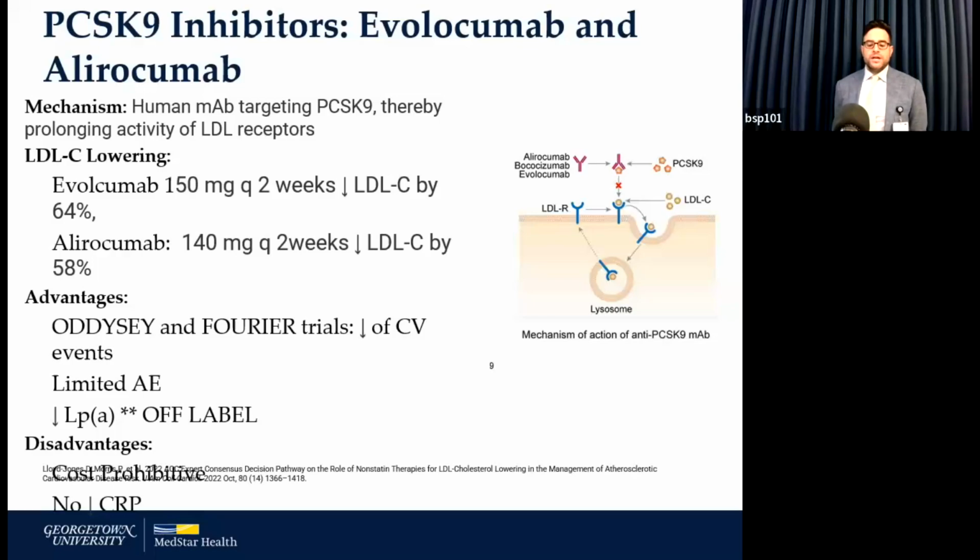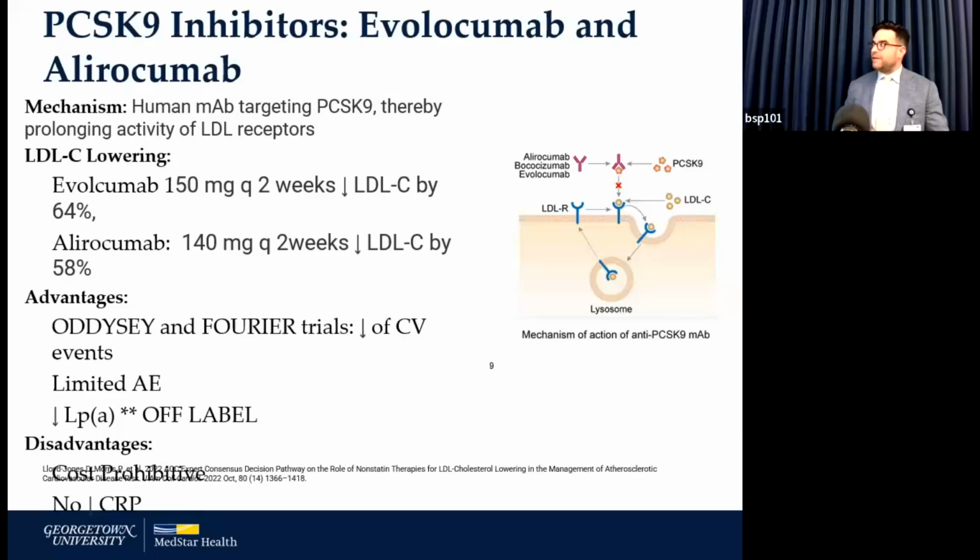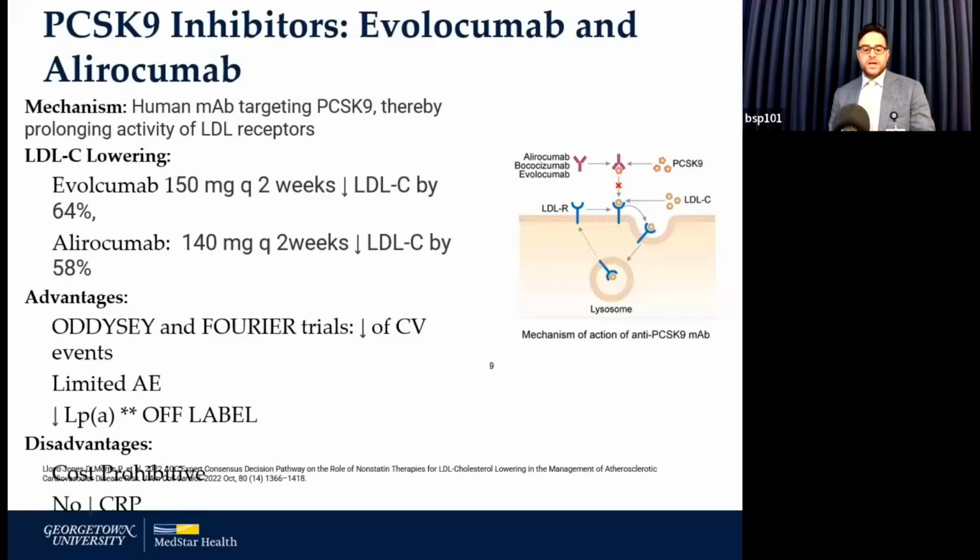Repatha, evolocumab, can reduce LDL by 64% on top of statin. Alirocumab, a little less potent, 58%. These are sub-Q injections taken every 2 weeks. You also have monthly dosing, which is less potent. Good outcome study in the Odyssey and Fourier trials, which investigated the safety and efficacy of these drugs. They also lower Lp(a), which is a little bit off-label. Because they are a monoclonal antibody, you don't have the systemic effects of the statin medications. Downsides, they are cost prohibitive and no anti-inflammatory benefits to date, no reduction in CRP with these agents.